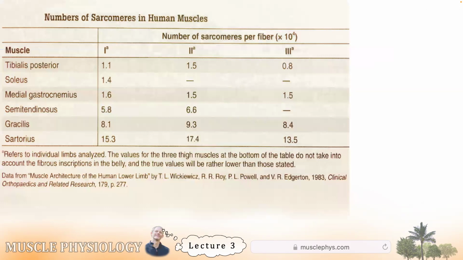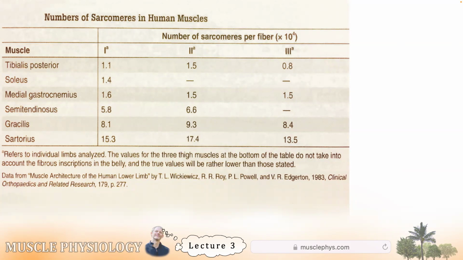We know what sarcomeres look like and how big they are, but how many do we expect to find? In this list, times 10 to the fourth just means add 4 zeros to those numbers. The biggest number there is the sartorius, 17.4. So that means 174,000 sarcomeres. The sartorius is the longest muscle in the body, right? These are really long muscle fibers.